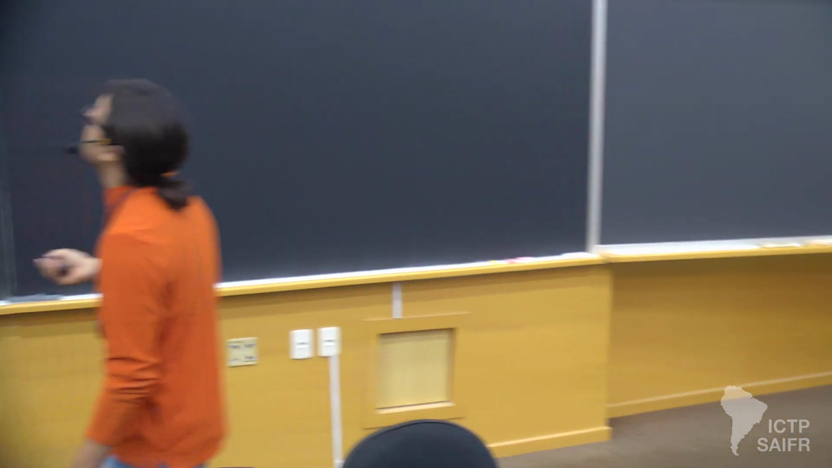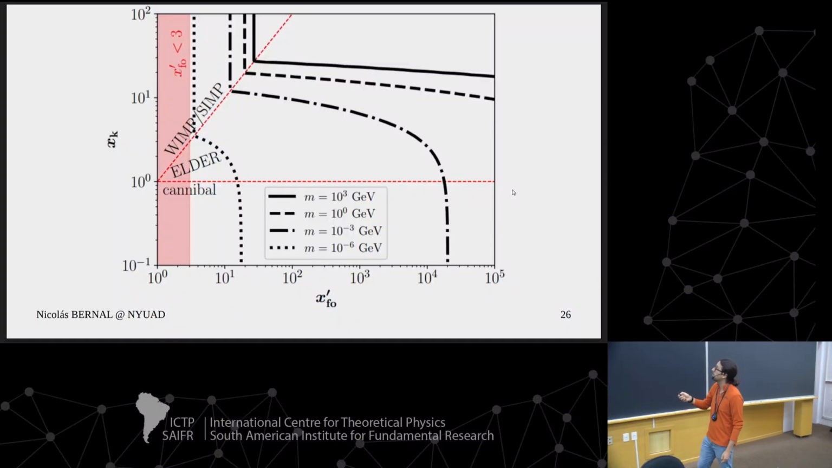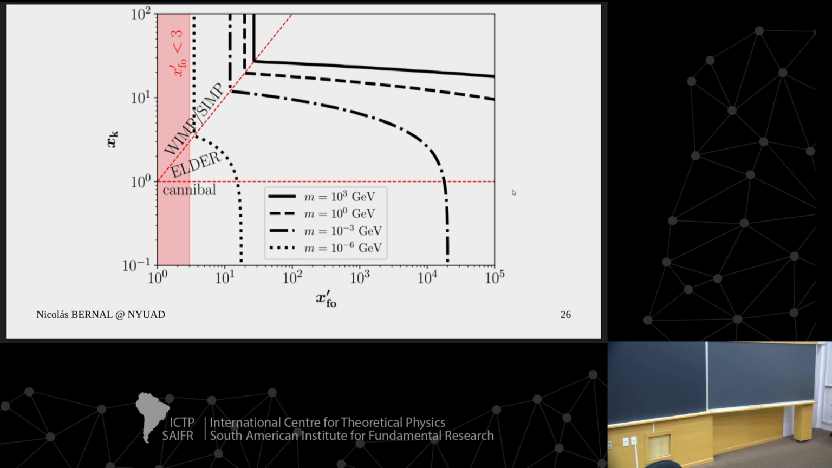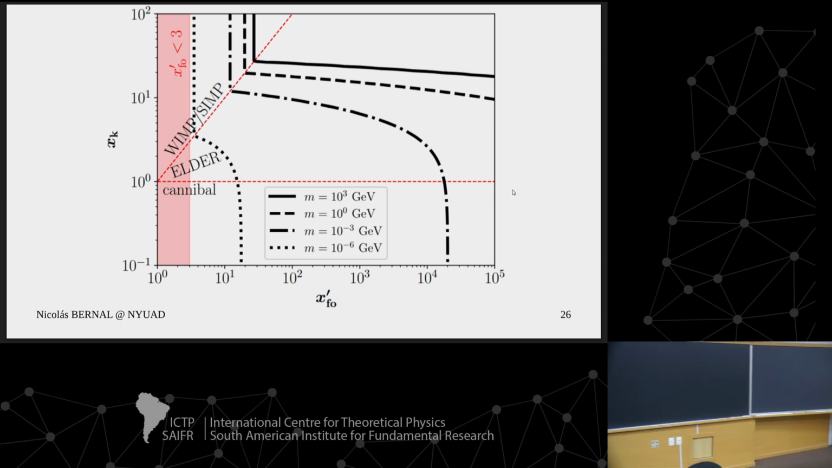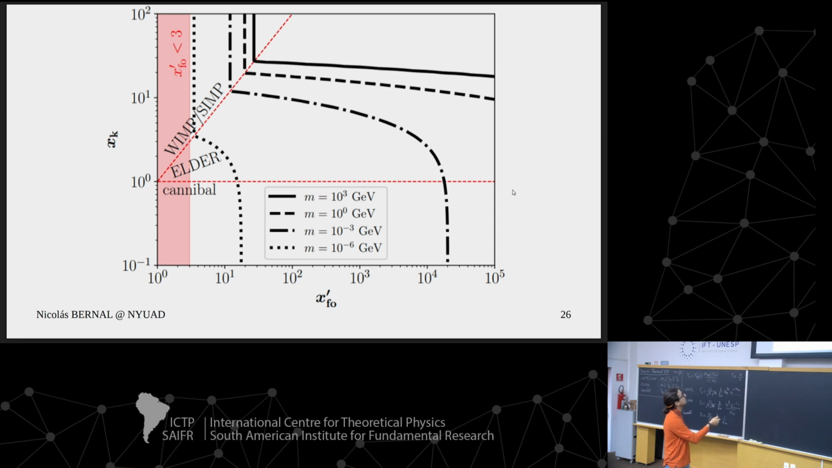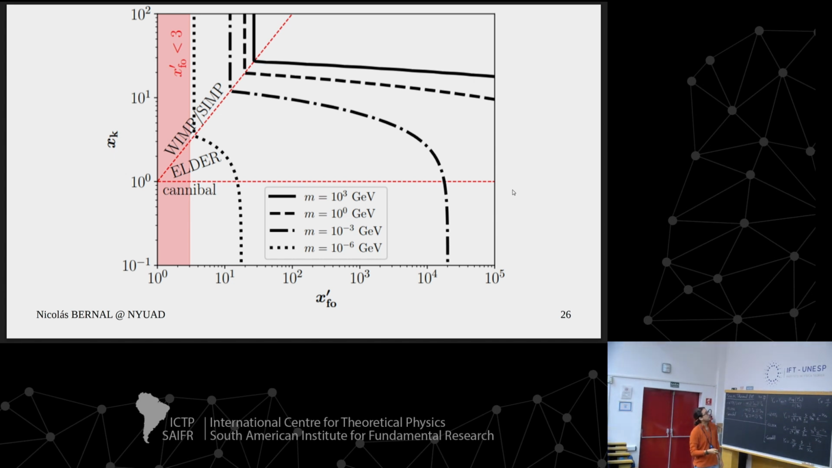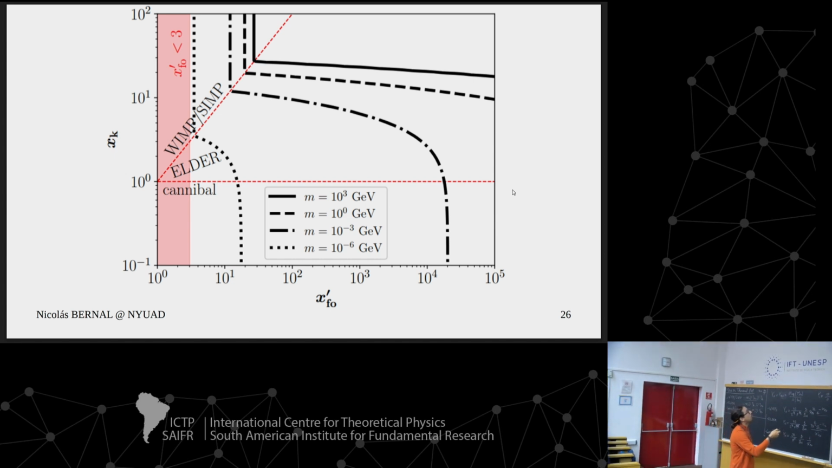So here I'm showing you the required values of xk, so the moment where you break kinetic decoupling, and x prime freeze out, for different values of the mass. So 1 TeV, 1 GeV, 1 MeV, and 1 keV, right? These 4 lines show you the parameter space required in order to fit the whole observed dark matter abundance for the mechanisms: WIMPs, forget SIMPs for now, WIMPs, elders, and cannibals.